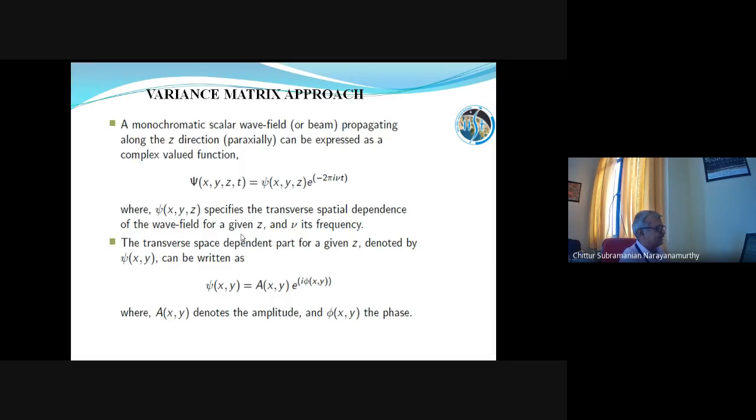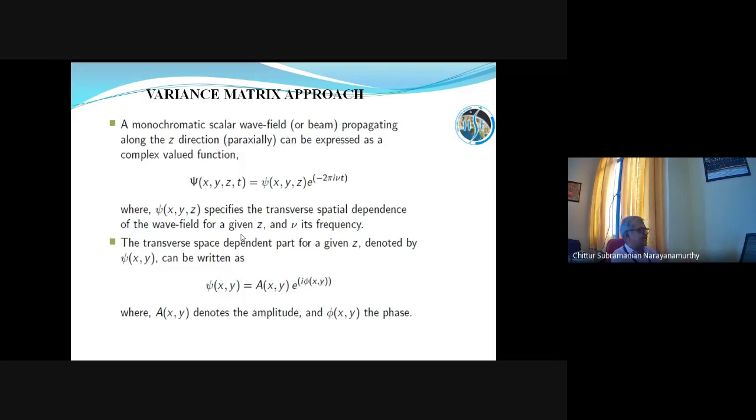It is parallel to conventional aberrations like coma, piston, and so on. Using the variance matrix, we can also find the corresponding values for light propagating through atmospheric turbulence or free space. This is one of the very famous papers written by Professor Mukunda and Simon. We used it to find out whether it is possible to find the characteristics of atmospheric turbulence using the variance matrix.